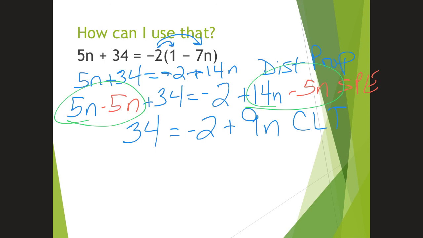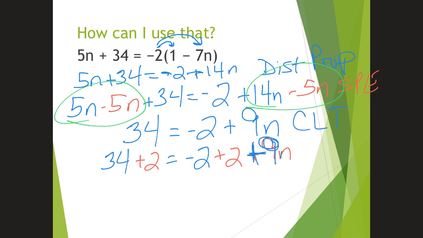Next thing I'm going to do is add 2 to both sides. So I end up with 34 plus 2 equals negative 2 plus 2 plus 9n. And that is my addition property of equality. So I'm going to combine my like terms, and I end up with 36.